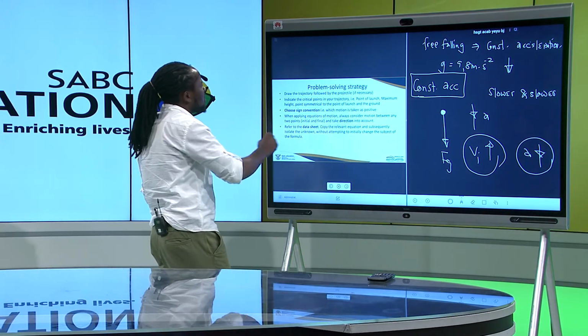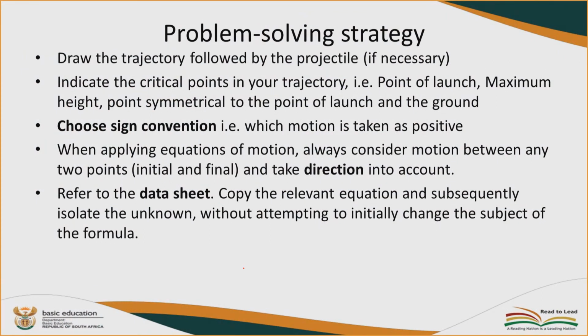Now, strategy in terms of solving the problems: we must draw the trajectory if it's not given. So we must draw that trajectory just to give us a better understanding of the scenario. And then number two, we can also indicate the critical points in a trajectory: the point of launch, the maximum height, the point of symmetry, as we have seen with the case where an object was thrown and then caught at the point of projection.